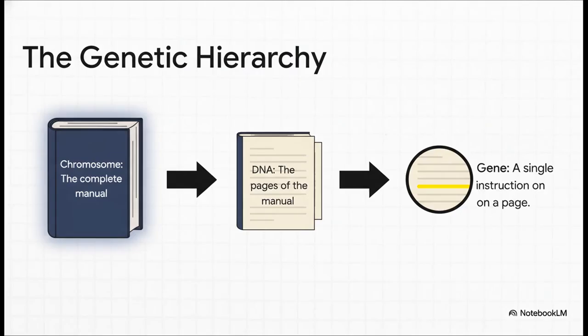And this just breaks it down perfectly. It shows you how it all fits together. So the chromosome is the whole manual, the whole book. The DNA, that's like the individual pages inside the book. And a gene is just a small section of DNA on one of those pages, like a single recipe or a single instruction.